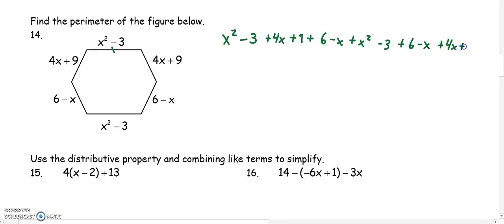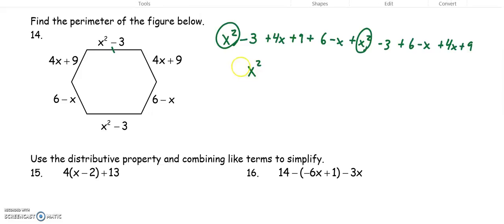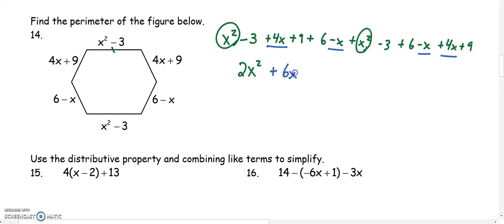And then I can combine my like terms. So first I'm going to start with my larger exponent. So I have x squared and x squared. That becomes 2x squared. Then I have 4x minus x, which is 3x, minus x, which is now 2x, and then plus 4x. So I get 6x.